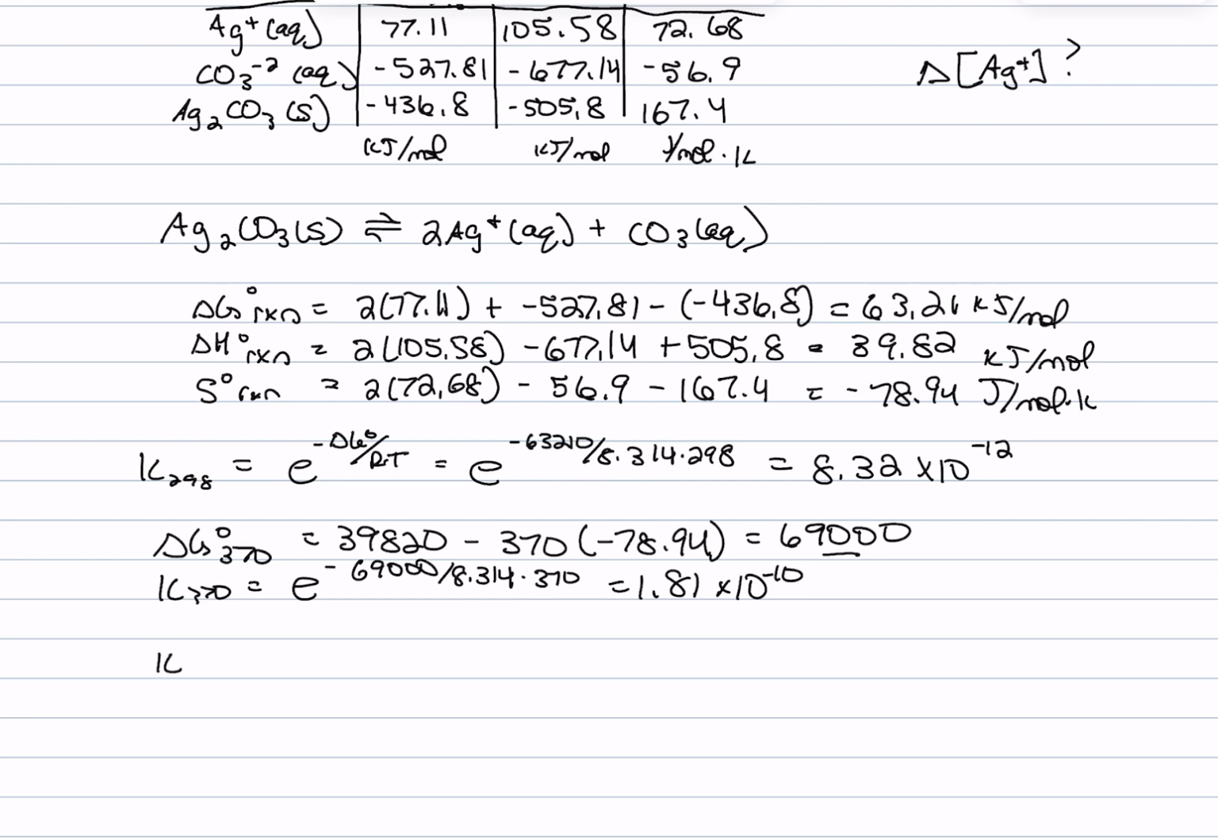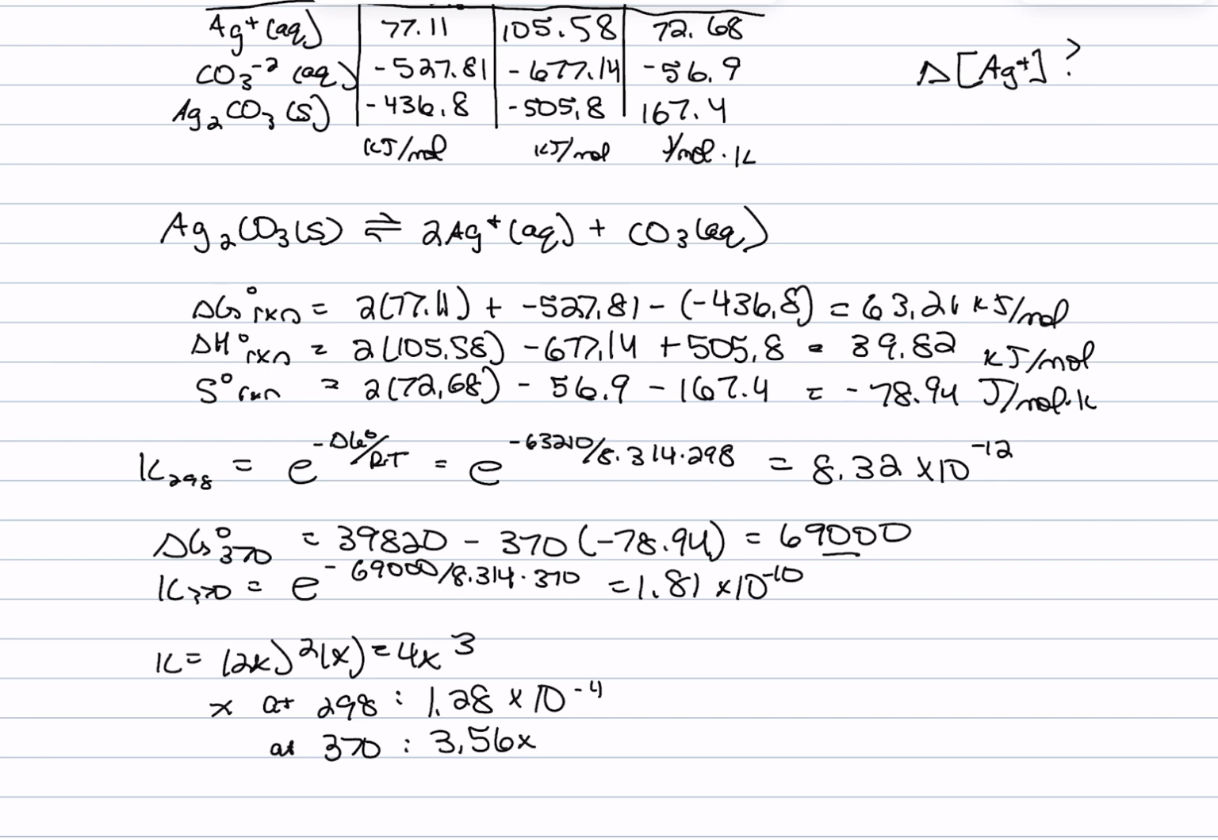Then using our original reaction, we can write out that K is equal to 2x squared times x, or 4x cubed. And so then we can solve for x at 298 and 370. So at 298, it is 1.28 times 10 to the negative 4, and at 370, it's 3.56 times 10 to the negative 4. And lastly, we can find the Ag plus concentrations at both temperatures.